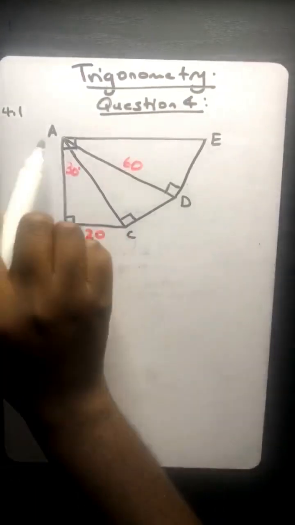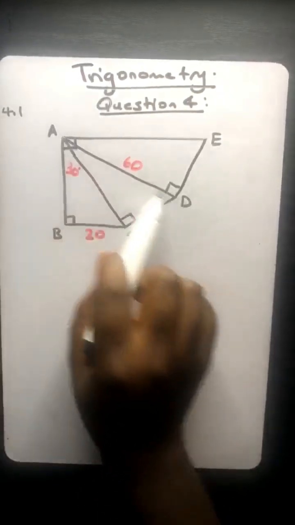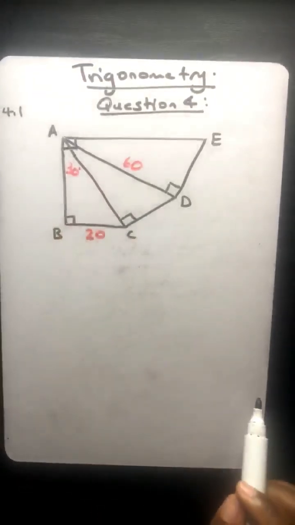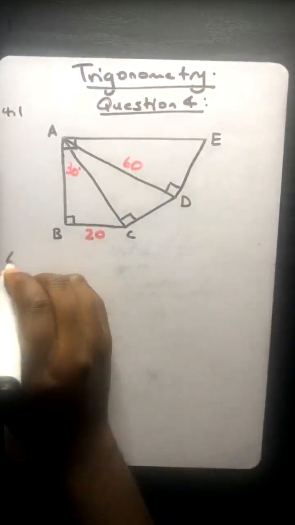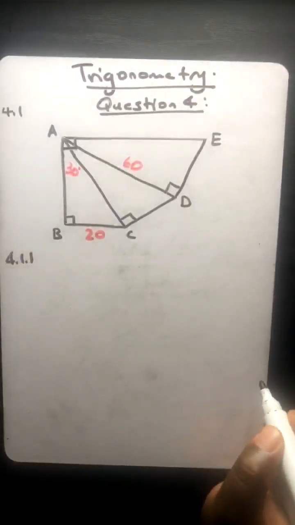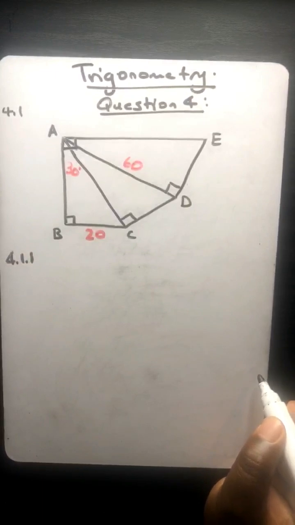And then AD is equals to 60 units. So let's see. Now, the first question says calculate the, let's see, that is 4.1.1. They are saying calculate the length of AC. Calculate the length of AC.